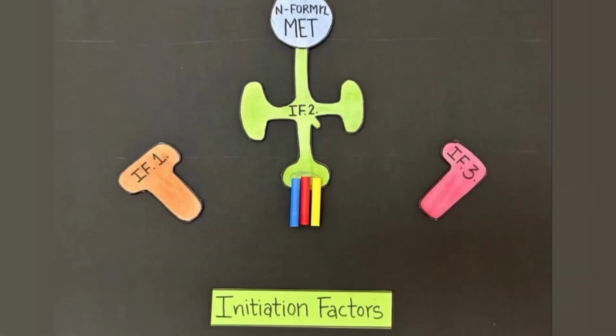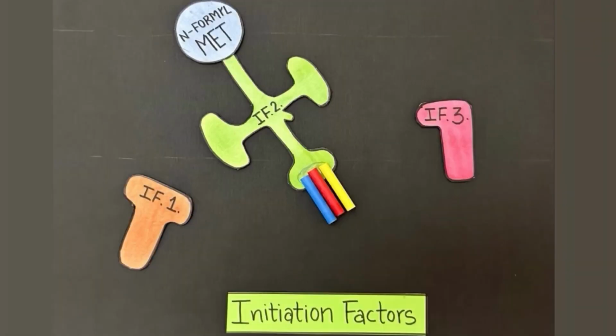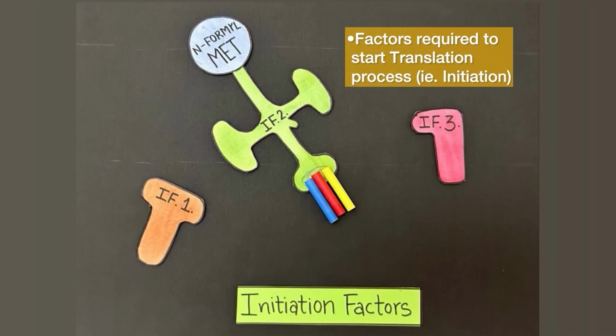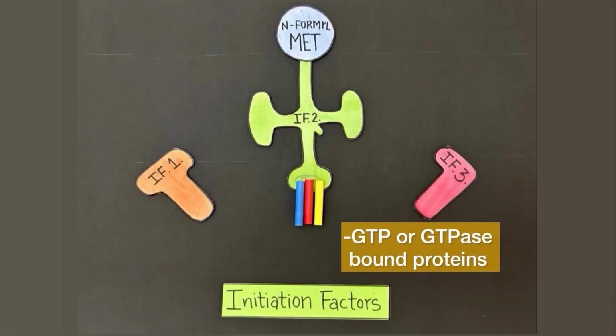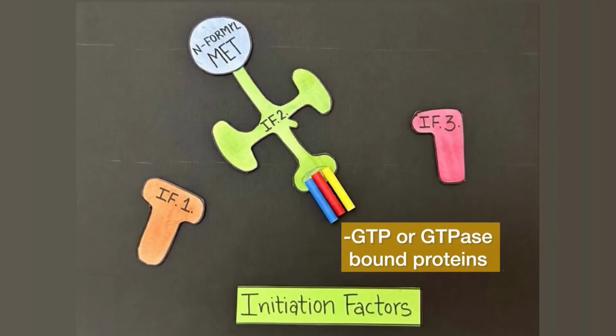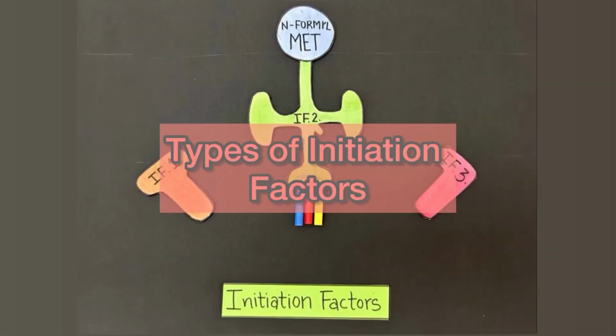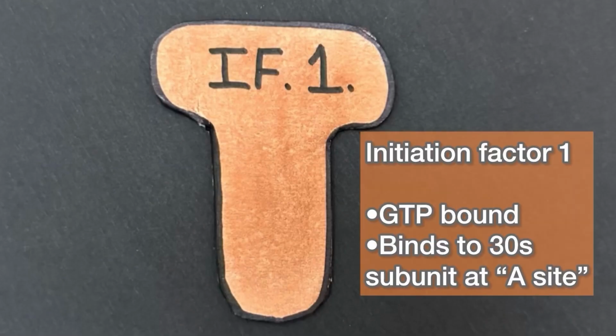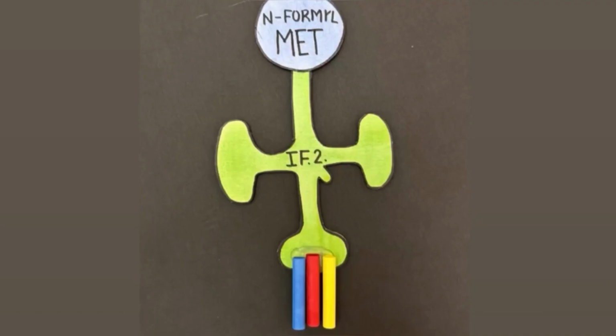Initiation factors are the factors that are required for the initiation process to begin. These are GTP or GTPase bound proteins. Types of initiation factors. Initiation factor 1 will bind to the 30S subunit at A site.